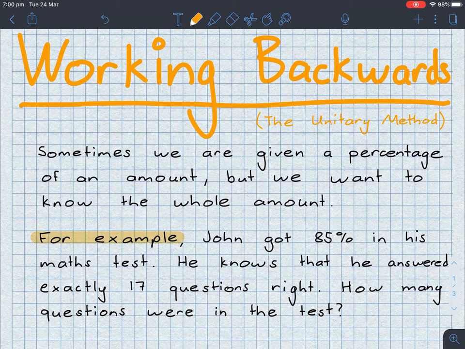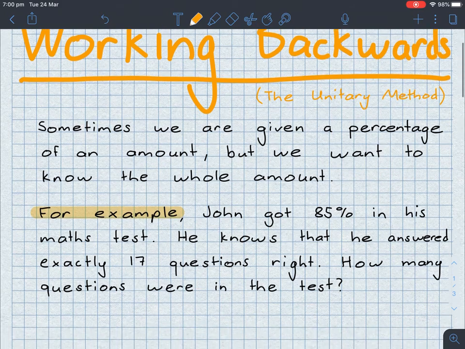You can pause the video whenever you need to write them down, or you can get the PDF from your class notebook. So these say, sometimes we are given a percentage of an amount, but we want to know the whole amount. So this is why we're working backwards. We're starting with a percentage and we want to know what the whole amount was. Whereas what we did last lesson was we started with the whole amount and we worked out what a percentage of it was. So we're going to look through an example.